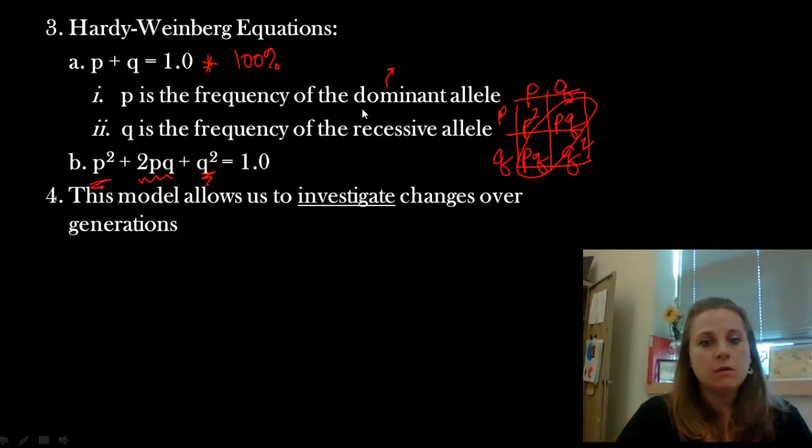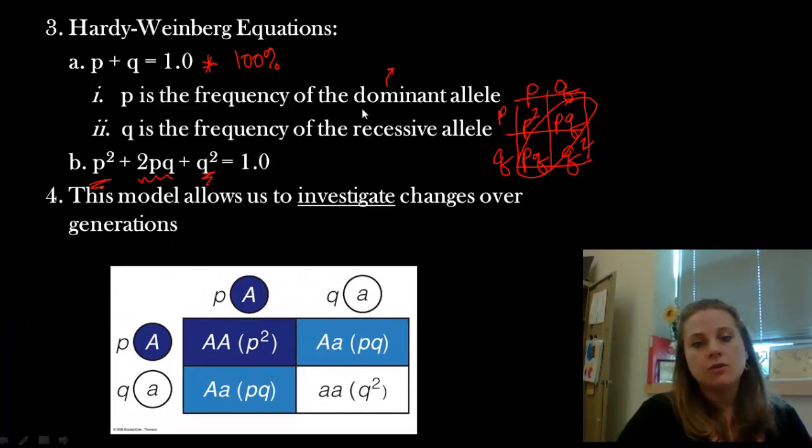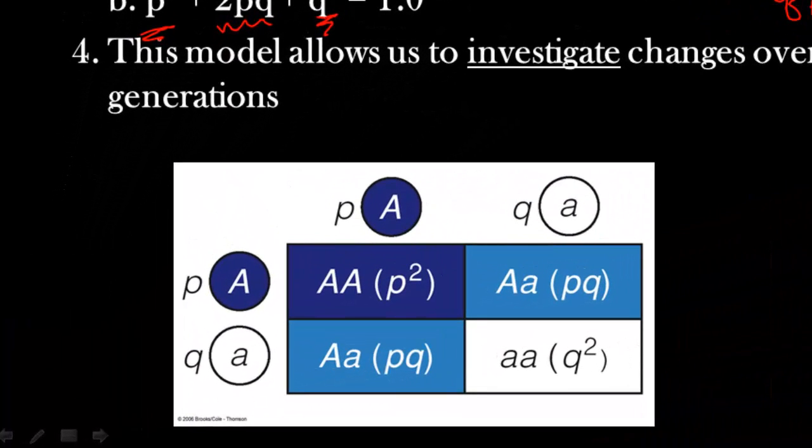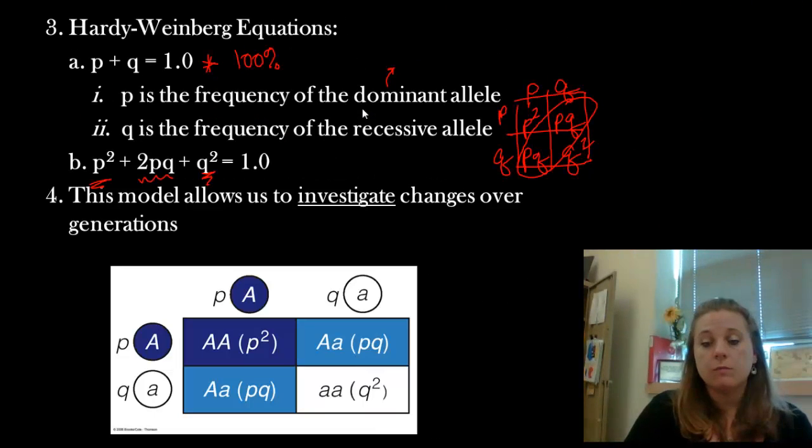So what this model allows us to do is to see if, over subsequent generations, there is any change. Here's exactly what I just showed you, okay? We have the two heterozygotes, and you can see where those come from. This is going to be really important.